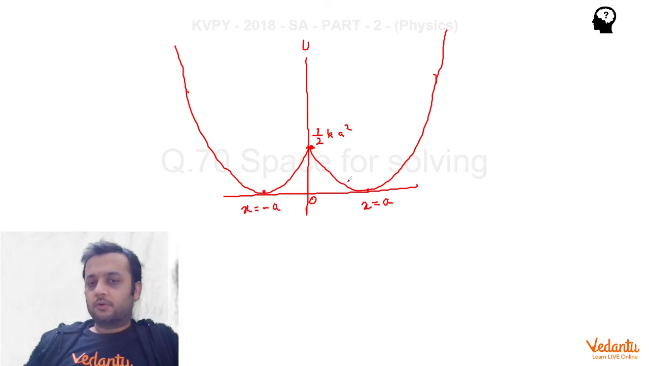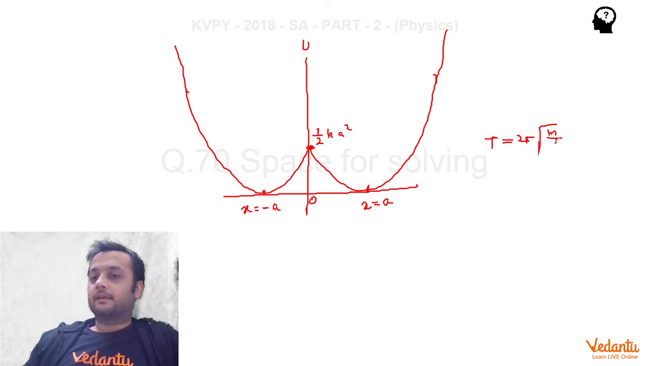Same analysis will hold true for this case also. If the particle was over here and if you keep on increasing the energy, the particle will keep on oscillating with greater amplitude. Remember, its time period is going to remain the same. Time period is going to remain 2 pi root of m by k. So if you keep on increasing the energy, the particle will keep on oscillating.